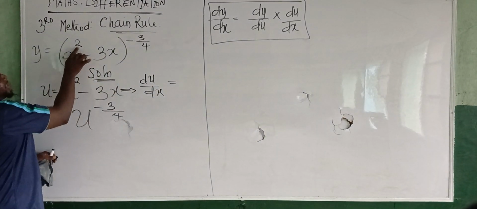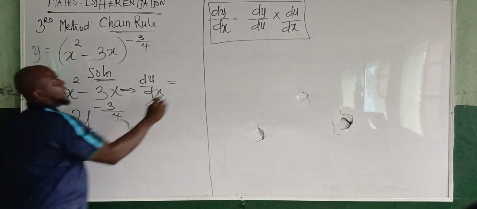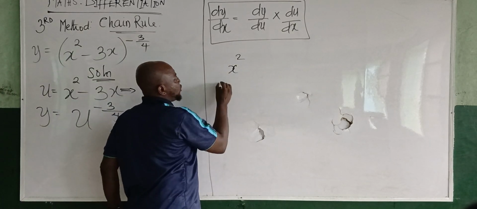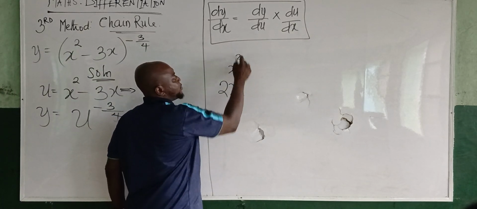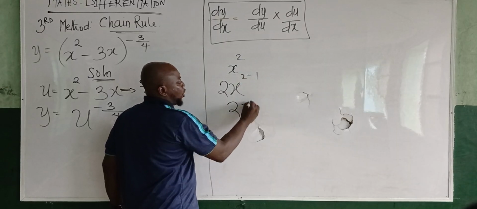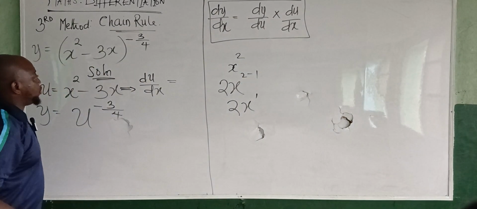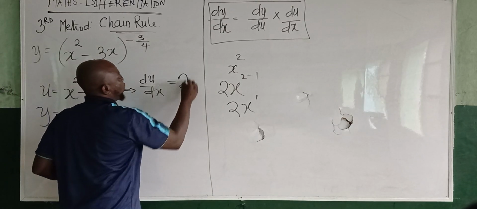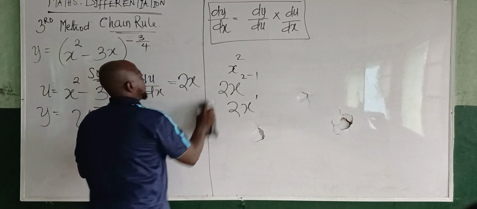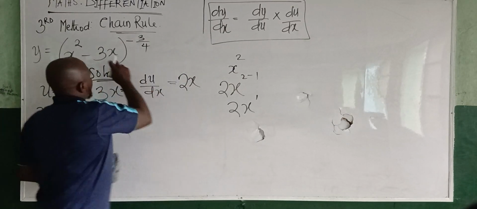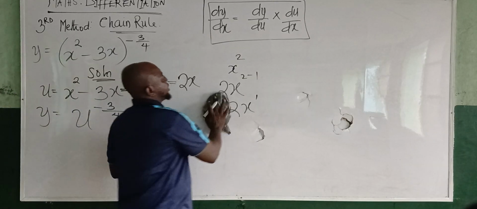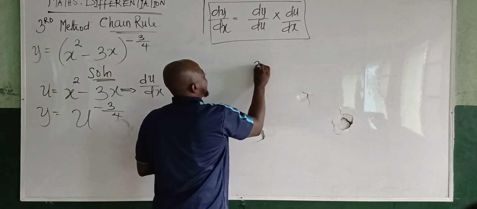So we are going to differentiate this first. When you differentiate this here, we are having 2x here and then remove 1 from the power. So this becomes just 2x, either raised to the power of 1 or you leave it like that. It's up to you. So first, I'm going to put 2x here. Next up, I want to differentiate 3x.